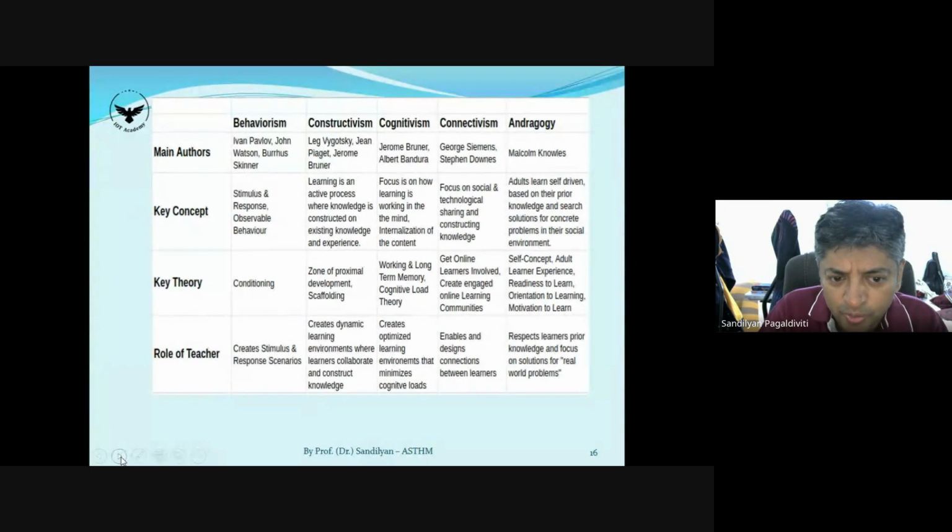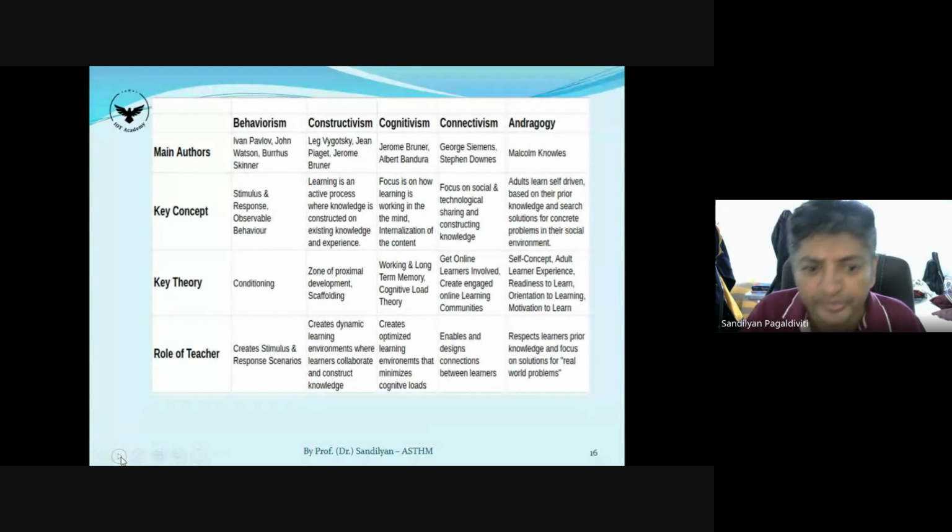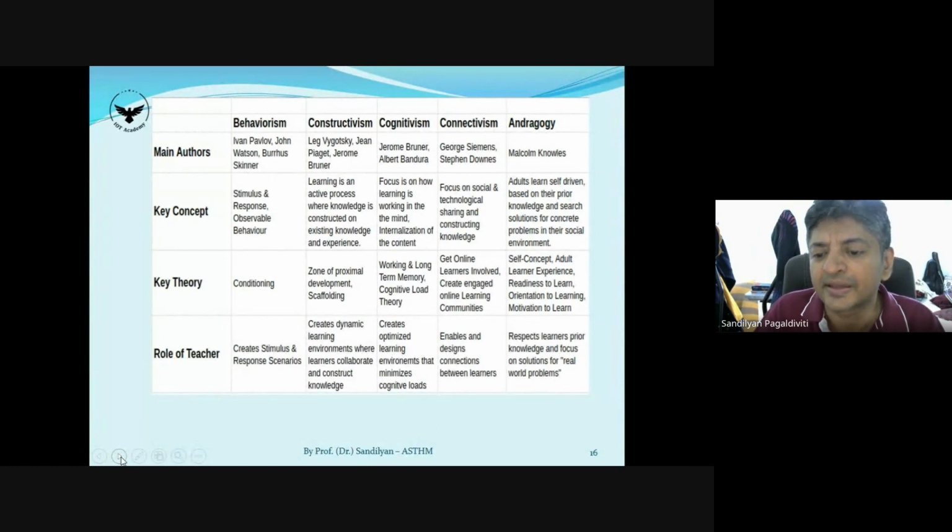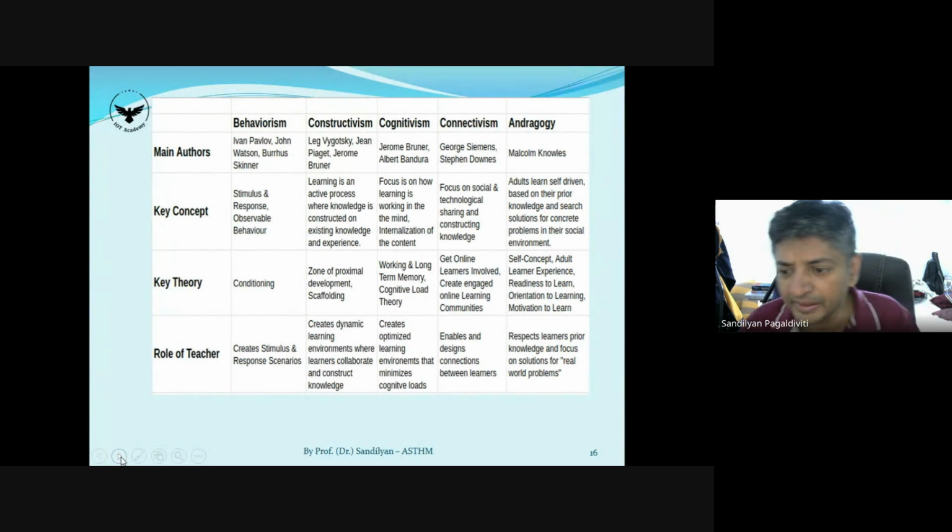So what is the role of a teacher in each of these? In the initial one, he creates the stimulus. Here he creates dynamic learning environments. He creates optimized learning environments and minimizes cognitive load, enables and designs connections. So whichever theory or concept you are going to apply, that is what you have to do to adapt or change your role as a teacher. Yes, next.